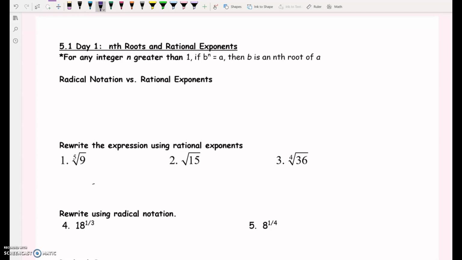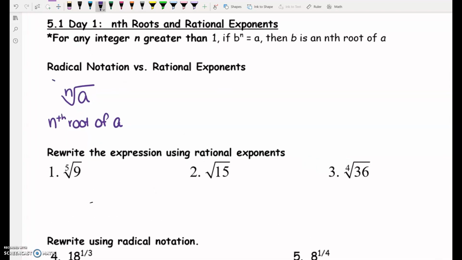Today we're going to talk about the difference between radical notation and rational exponents. Radical notation is like this, the nth root of a. And this symbol, we would read it as the nth root of a. N is called the index. It tells us which type of root it is, whether it's a square root or a cube root or a fourth root. And a is called the radicand. The radicand is the number that is underneath the radical.